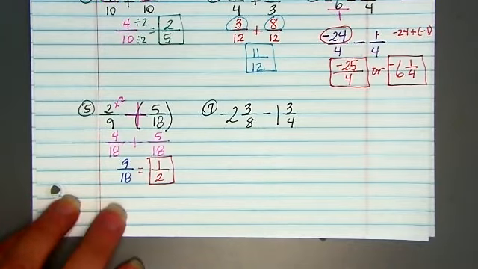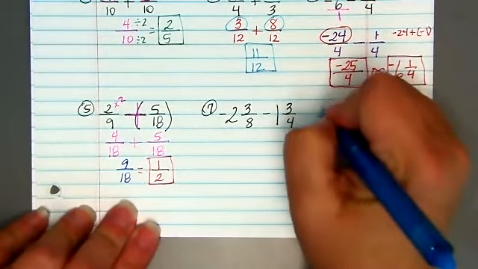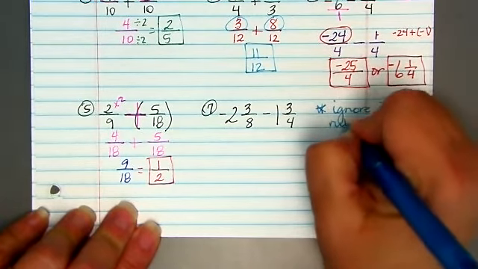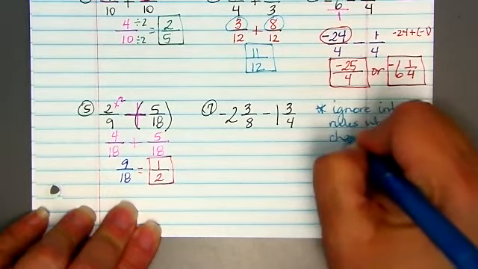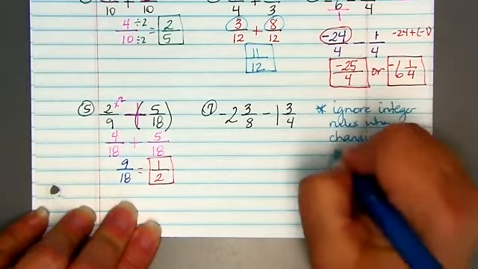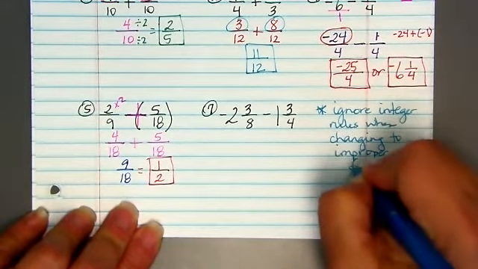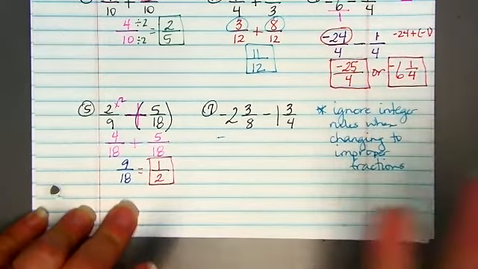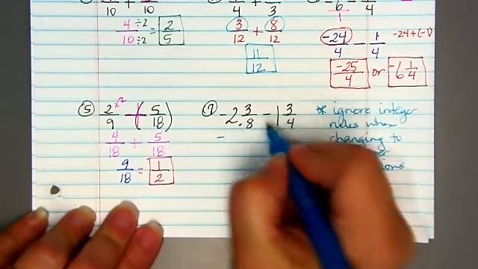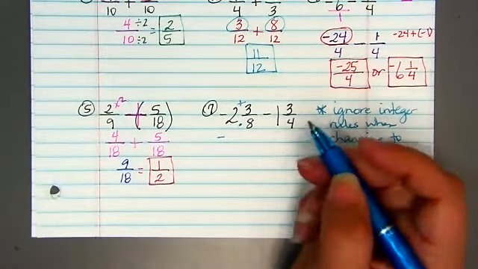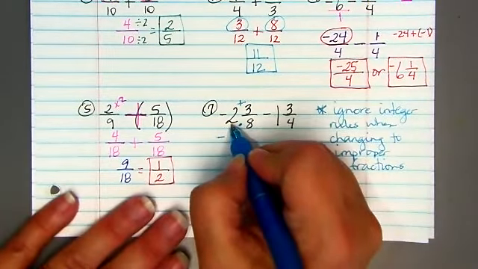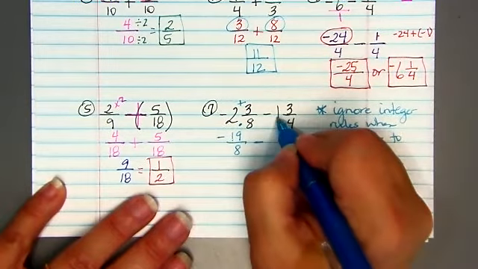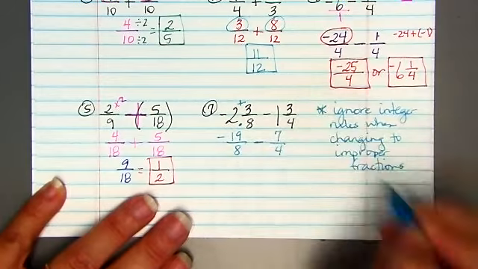We're just changing to improper fractions. So right now we're going to ignore integer rules when changing to improper fractions. So I can go ahead and just write that this is going to be a negative. I always write my negatives on the top, but it really doesn't matter. 8 times 2 is 16, plus 3 is 19. So we have a negative 19 over 8 minus 4 times 1 is 4, plus 3 is 7 fourths.